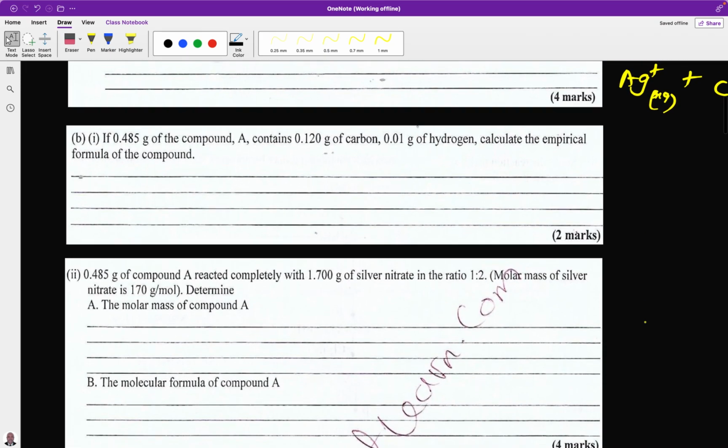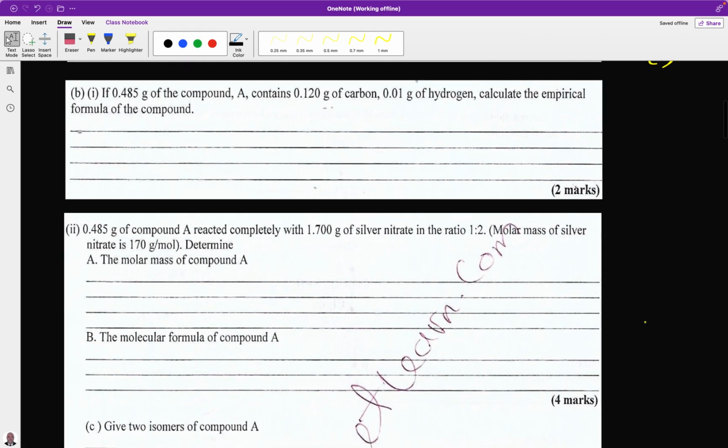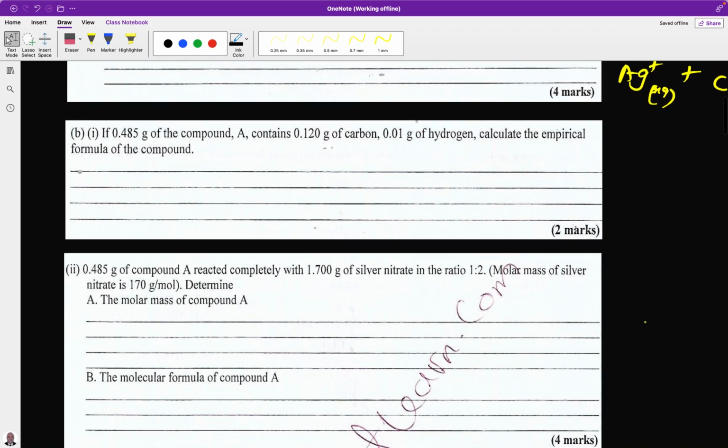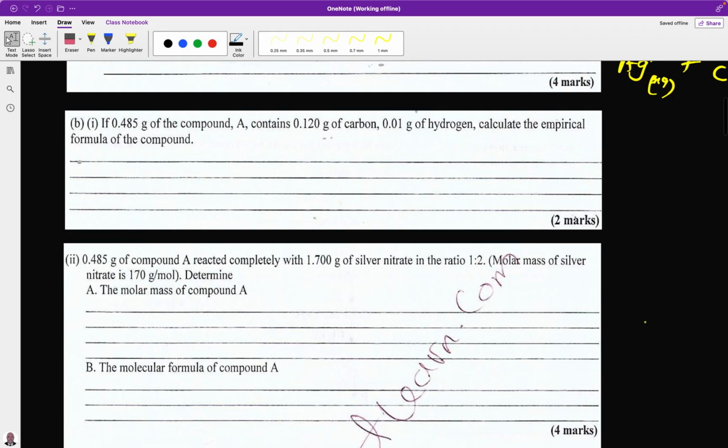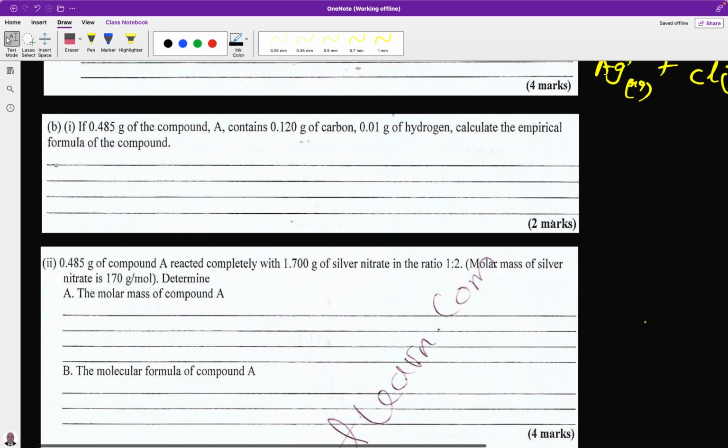It takes us to the B part of it. It has to do with calculations. And we are told if 0.485 gram of the compound A contains 0.120 gram of carbon, 0.01 gram of hydrogen, calculate the empirical formula of the compound. This is an organic compound that you have been given. They want you to calculate the empirical formula.